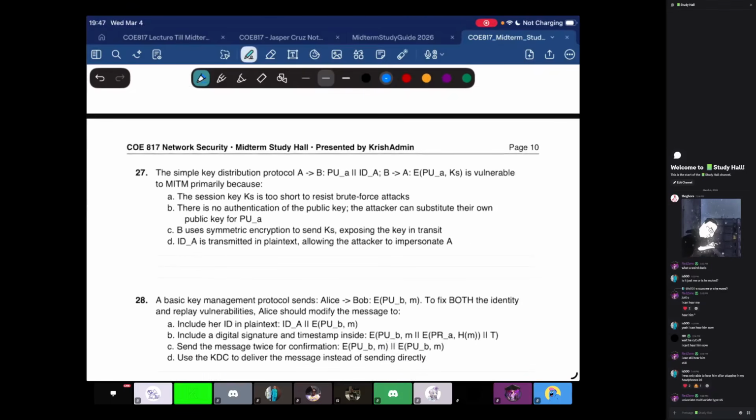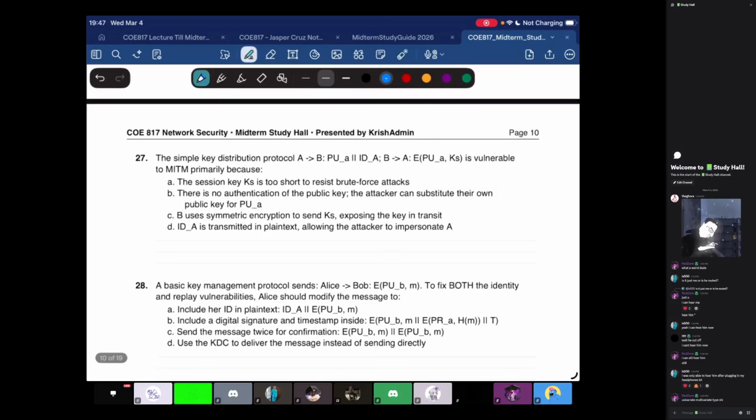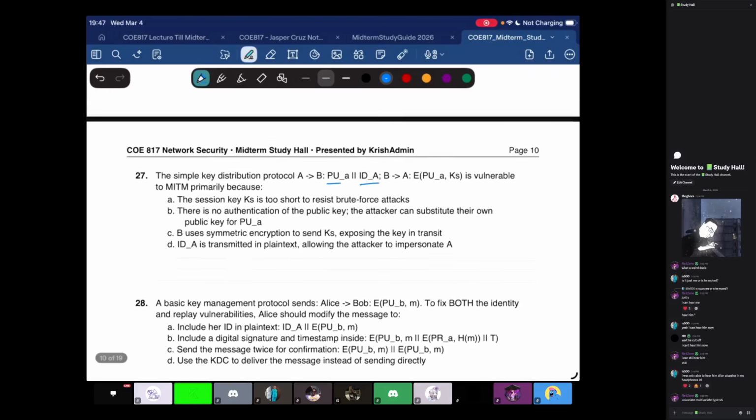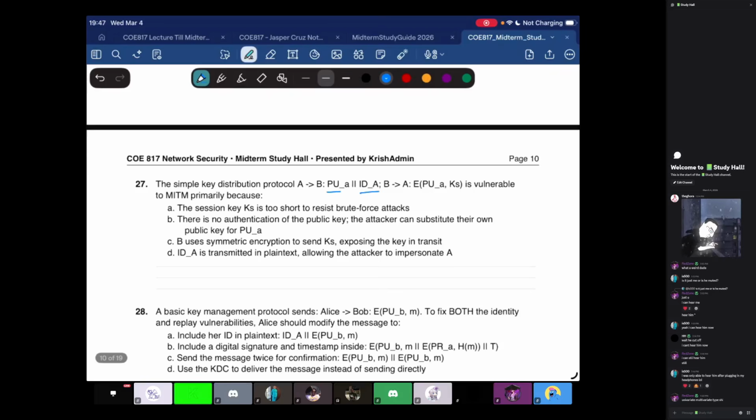Question 27. A simple key distribution protocol A to B, where the public key is sent along with its ID. So A sends its public key and its ID. B responds by encrypting its public key with the session key that is shared between A and B. This process of communication is vulnerable to MITM, or man in the middle attacks, primarily because of what reason?